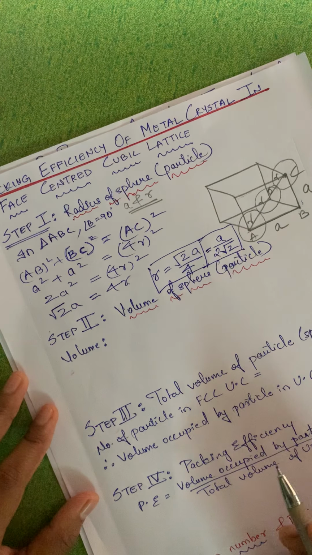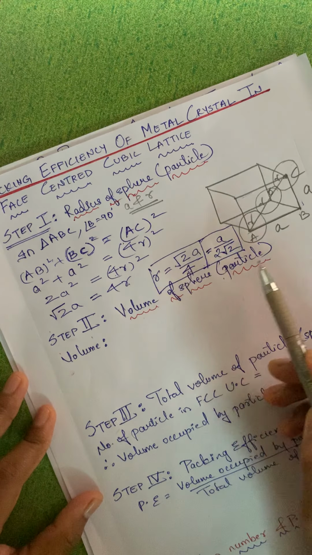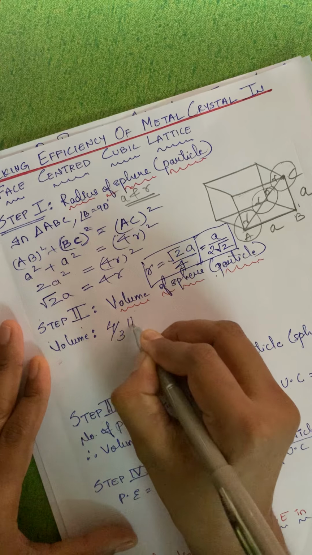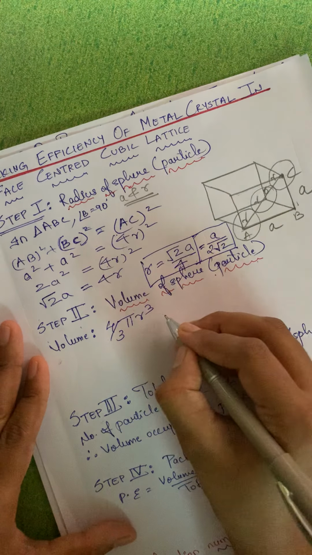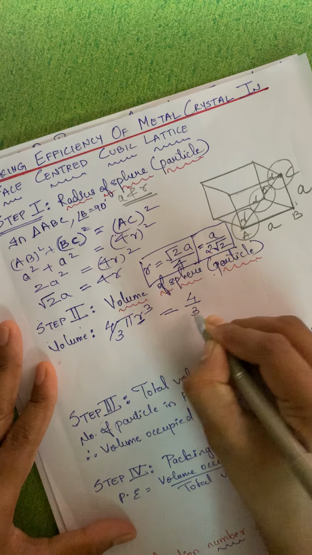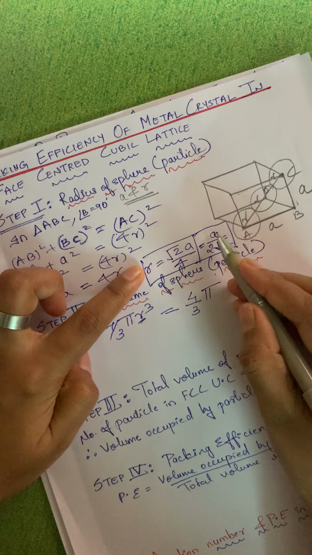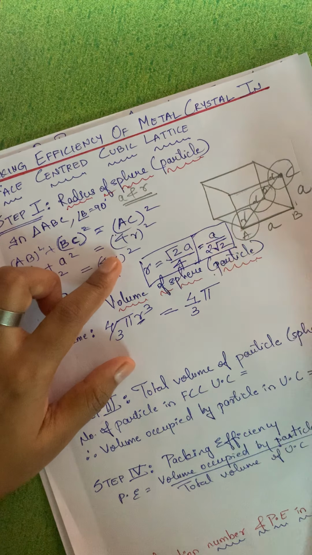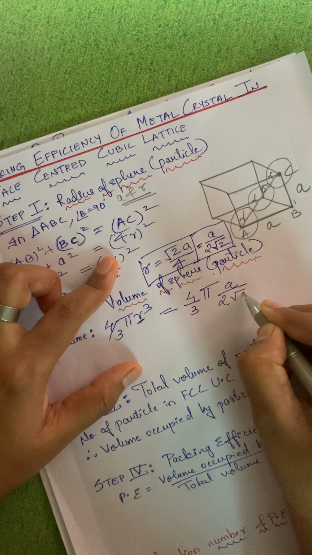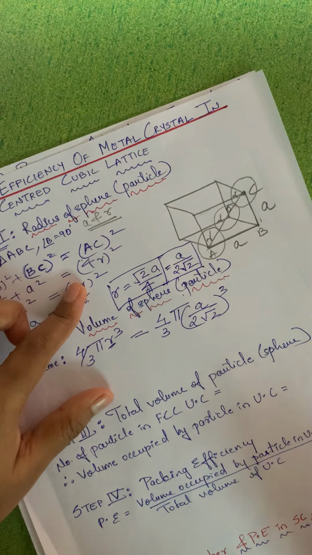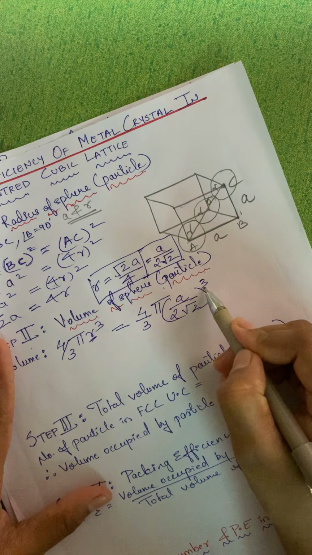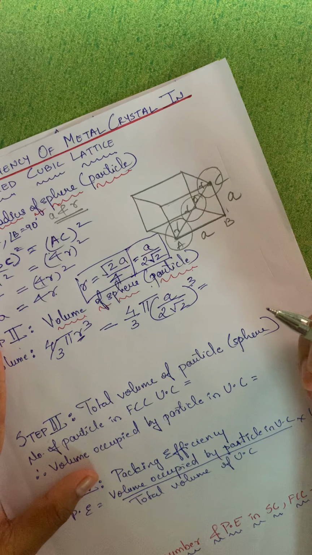Step 2, volume of sphere, that is of the particle. The formula remains the same, 4 upon 3 pi r cube. I'll just substitute the value of r. What is the value of r? I got it as a upon 2 root 2, so it is 4 upon 3 pi times a upon 2 root 2 the whole cube. Hopefully till here it is done.